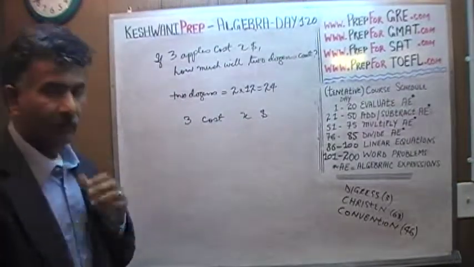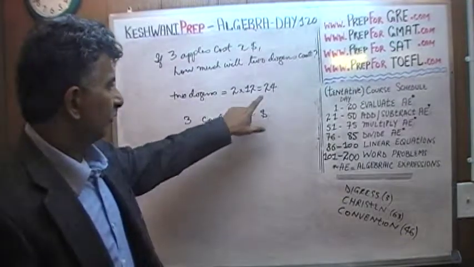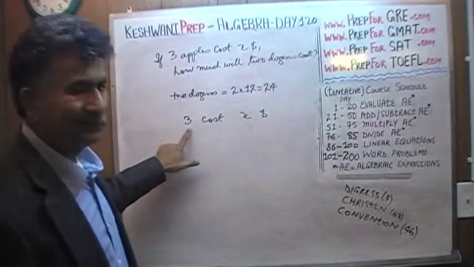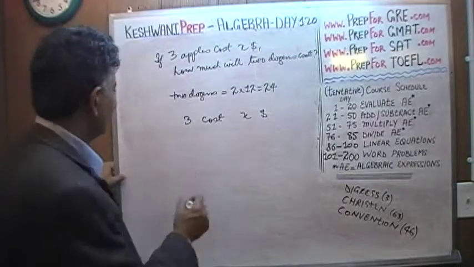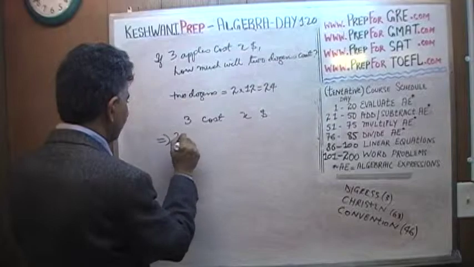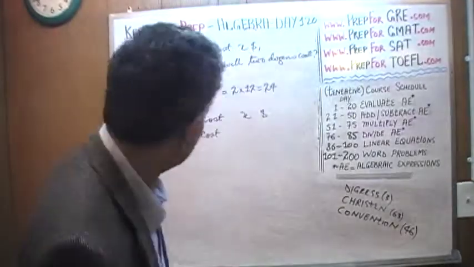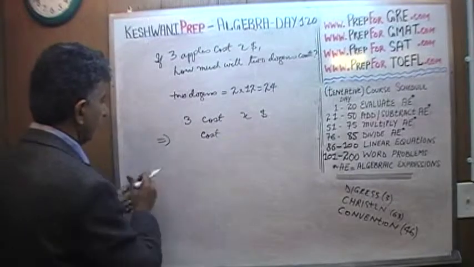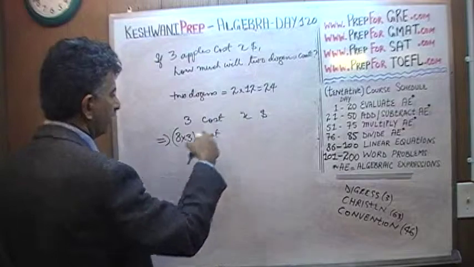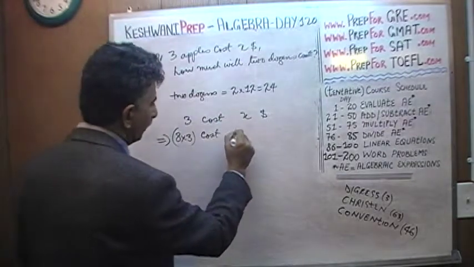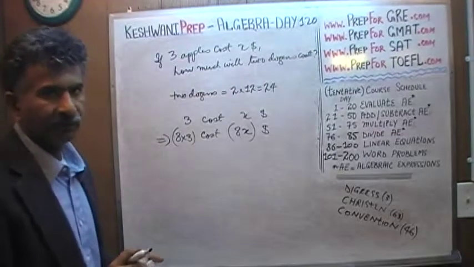Now there are two ways you can go about this problem. One way is to realize that 24 is exactly 8 times 3. So if 3 of them cost X dollars, we shouldn't write 24 as 24, we should write that as 8 times 3, which is your 24. 8 times as many should cost 8 times as many dollars: 8X.